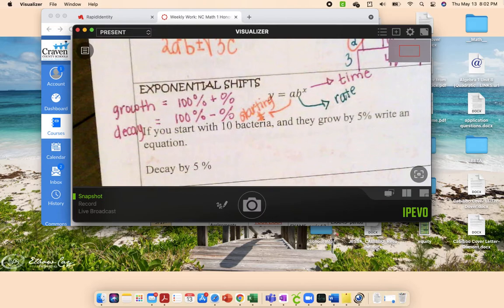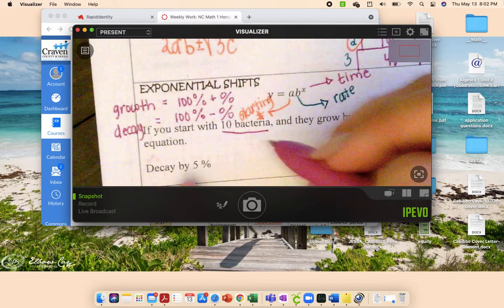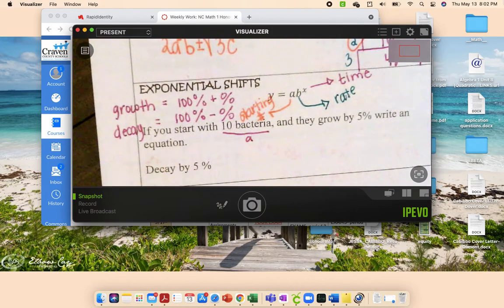So let's take a look at this one. If you start with 10 bacteria, look, it told me start. This is going to be my A value. All right, and they grow. That's important because it's telling me I have exponential growth by 5%. All right, so there we go. They've given me my percentage. We want to write ourselves an equation. So again, we have to understand that we have 100% of the bacteria we start with and an additional 5%.